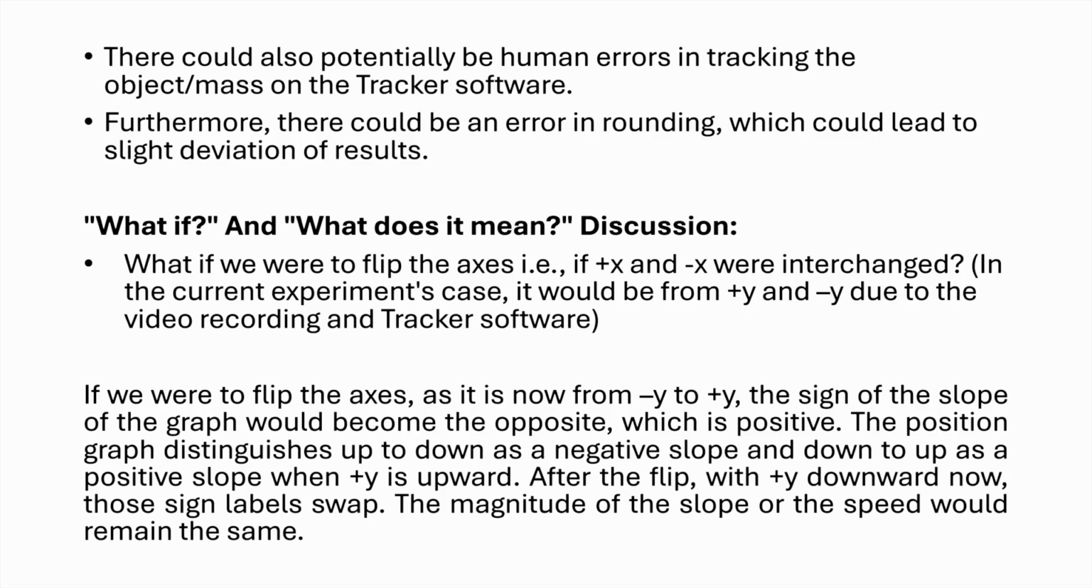The position graph distinguishes up to down as a negative slope and down to up as a positive slope when plus y is upward. After the flip, when plus y is downward, those sign labels swap. The magnitude of the slope, or the speed, would remain the same.